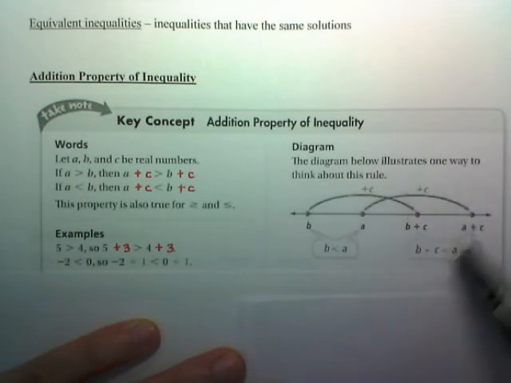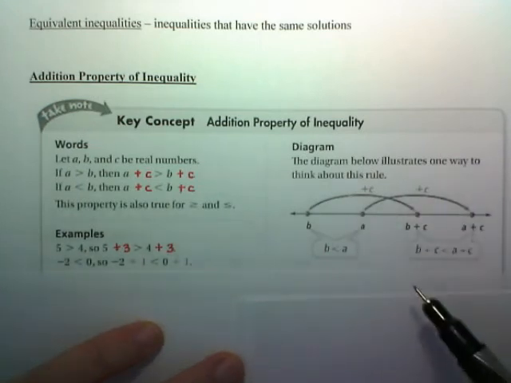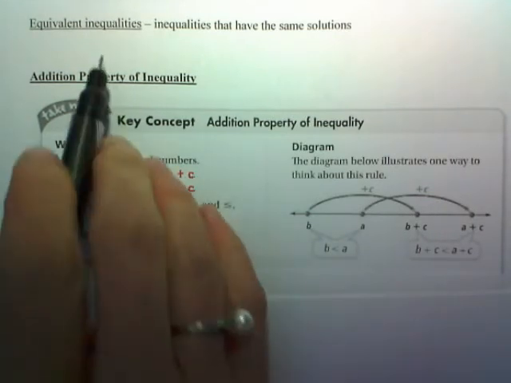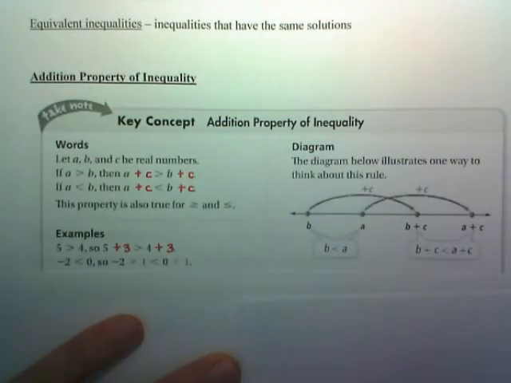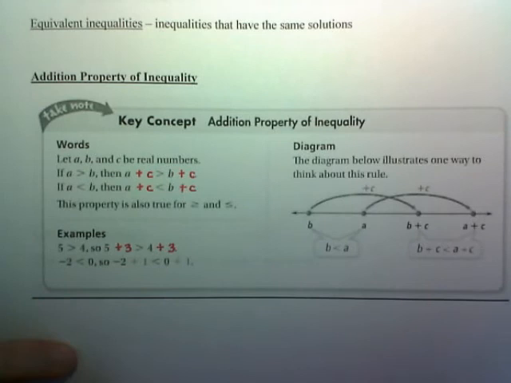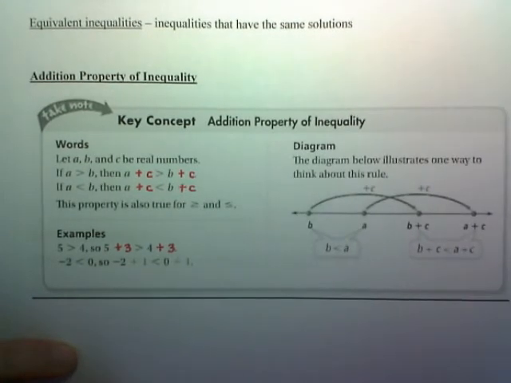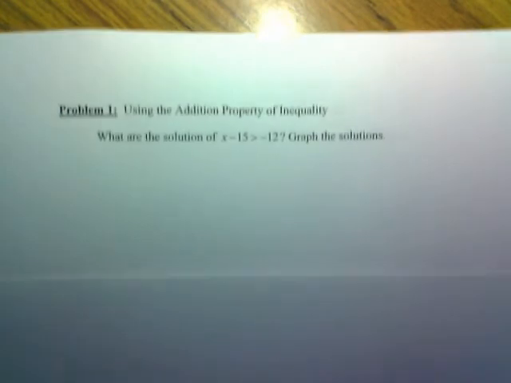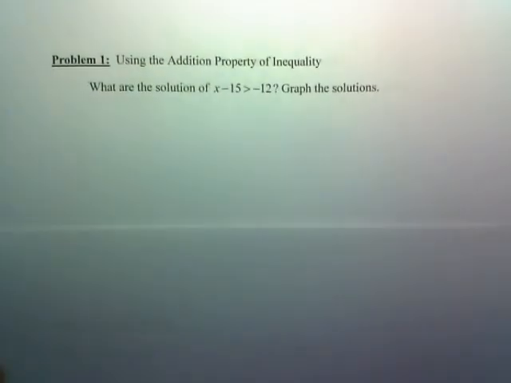So this is just a diagram illustration for those of you who might be a little more visual with this concept. But we can add the same number to both sides and still have equivalent inequalities. Okay, so let's take a look at problem number 1, using the addition property of equality.